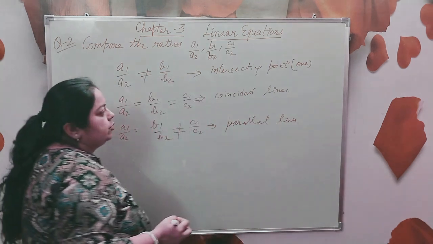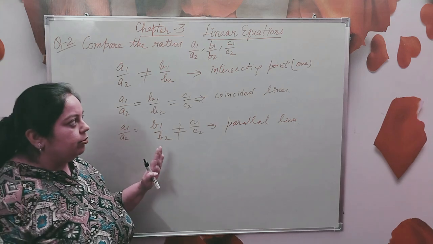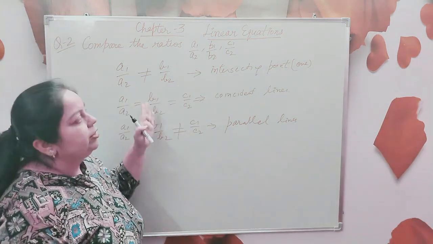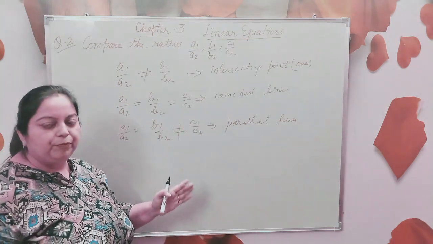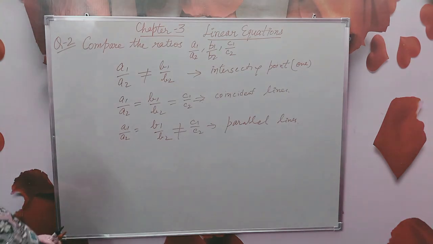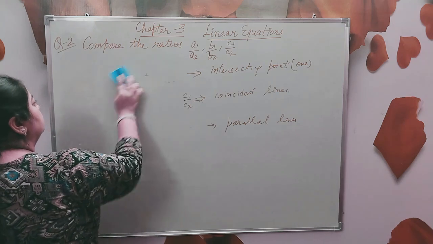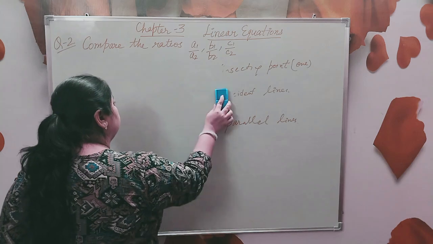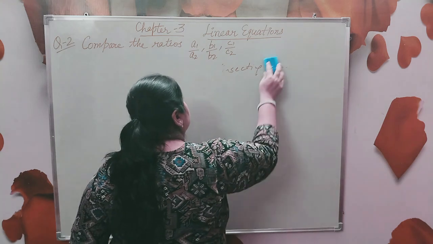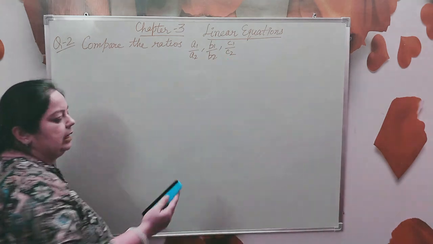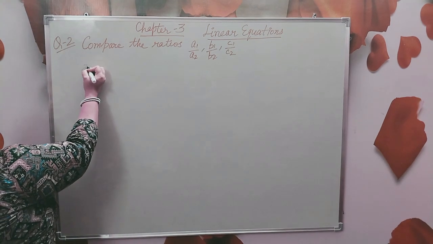Okay, so in the second question we compare the ratios and we have to find out what these equations show us: intersecting point, coincident lines or parallel lines. Okay, so let me start. So we start. The first sum is question number 2.